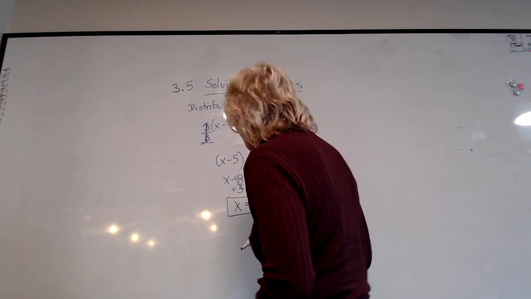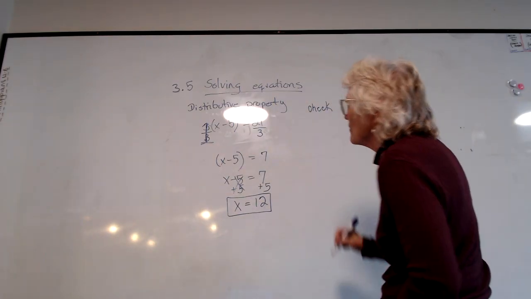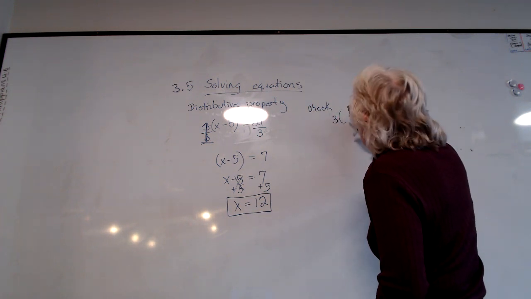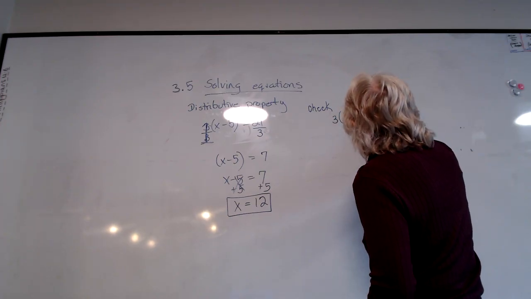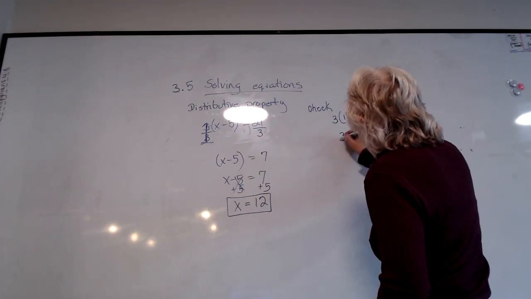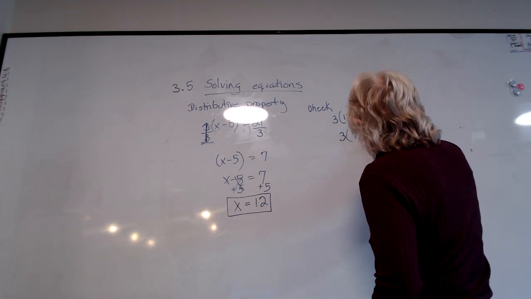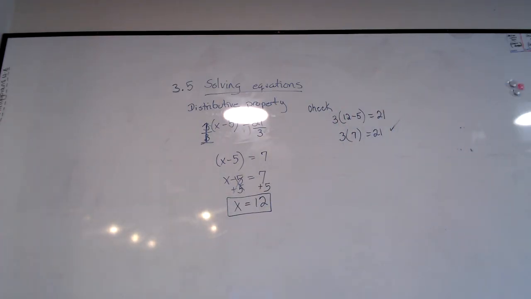There is my answer. Now I'm going to check it because I want to make sure I did all my math right. Okay. My original equation was 3x, which is 12, minus 5 equals 21. Well, this is 3 times 12 minus 5, which is 7, equals 21. Oh, 3 times 7 is 21. I know I've got the correct answer because I checked it to make sure I did. Okay. And so you can check all your equations, all your answers.